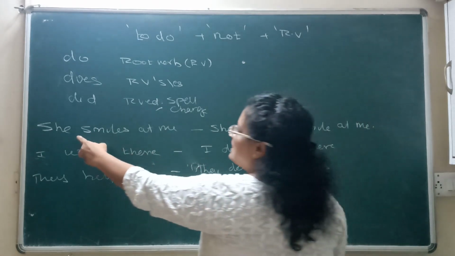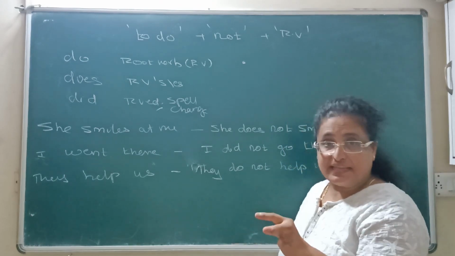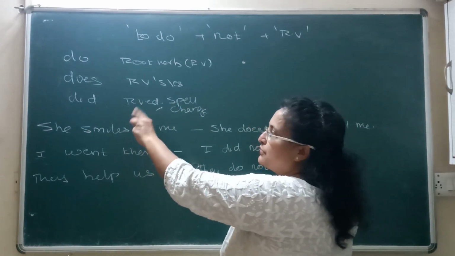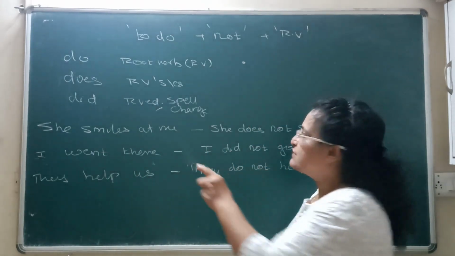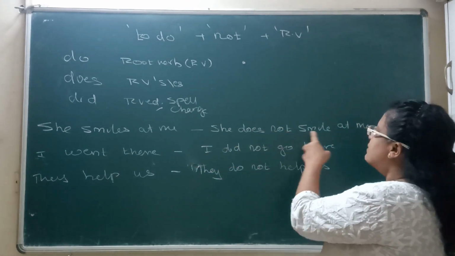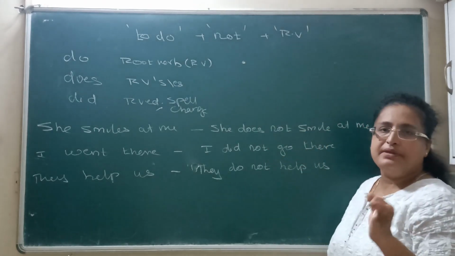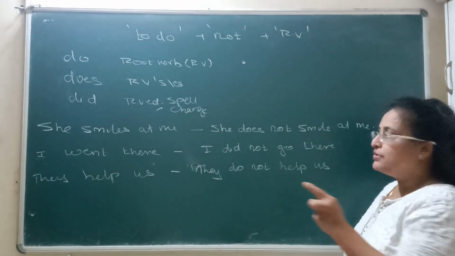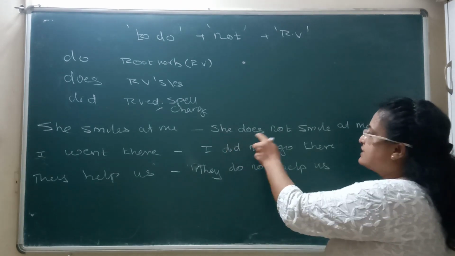See now, she smiles at me. This is a regular statement. You have to write it with negation. There is no auxiliary verb, so in that case you have to use the to do form. Now smiles is the root verb with S form. So here what do you have to use? Does. So how should you write it? She does not smile at me. See, what did I say? To do form plus not, then the verb will be in root form. She does not smile at me. You cannot write, or you should not write, she does not smiles at me. Then it is wrong English. So this is the way: she does not smile at me.